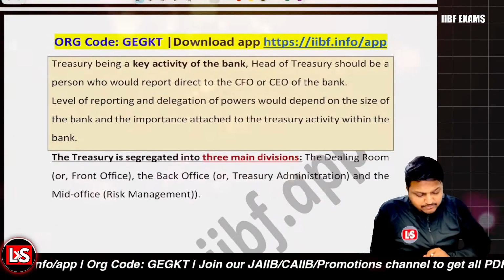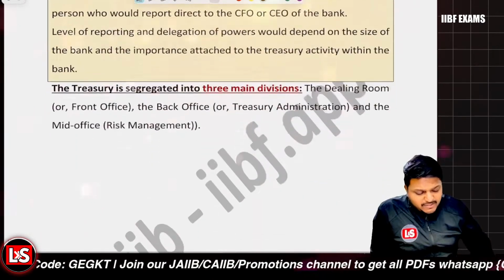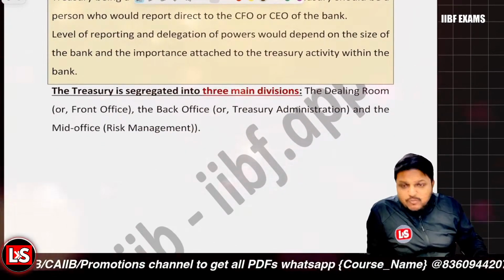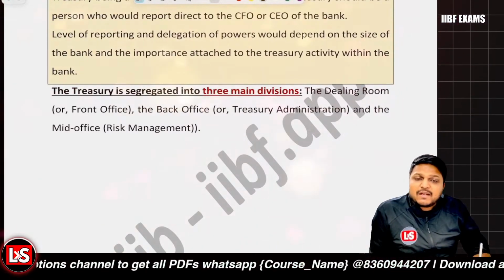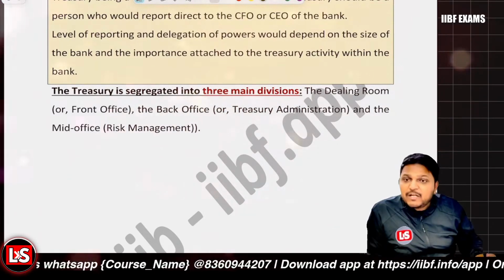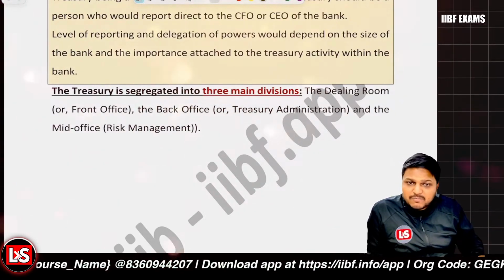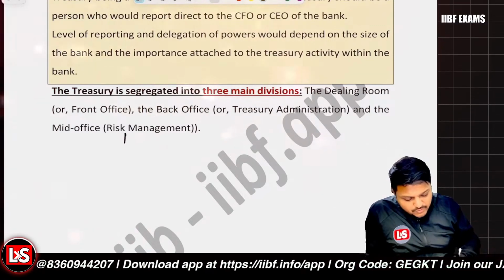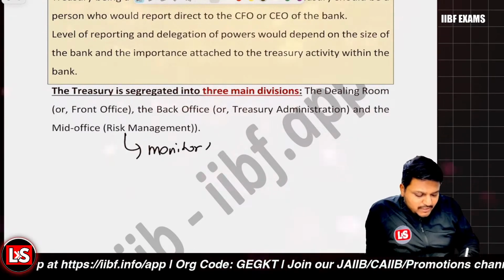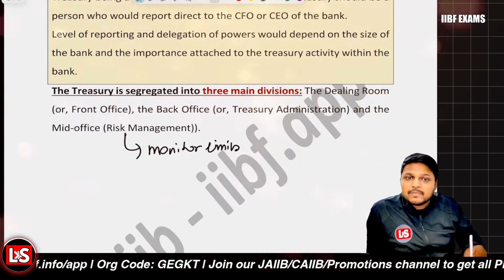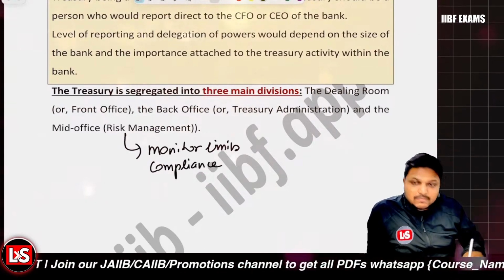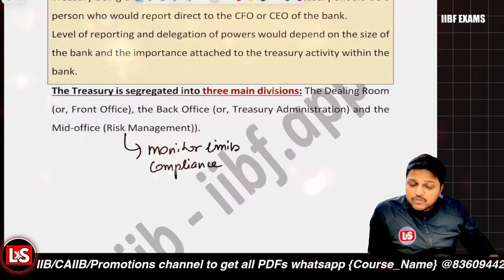Further, let's have a look at the divisions of treasury. It's basically divided into three parts. It is basically the dealing room or the front office, which conducts the trading and the market transactions. That's the front office. Or it could be the mid office that does the part related to risk management, monitoring limits, or deals with compliance purposes, right? And also it could be the back office.